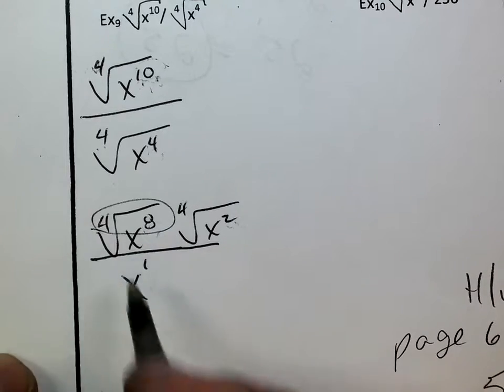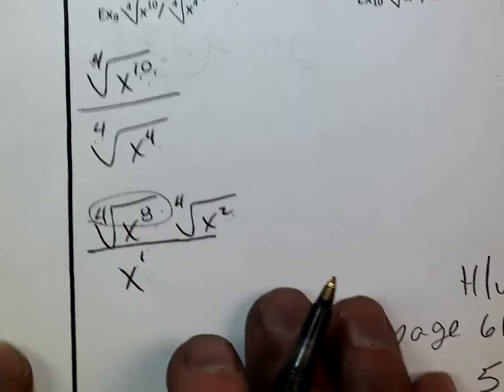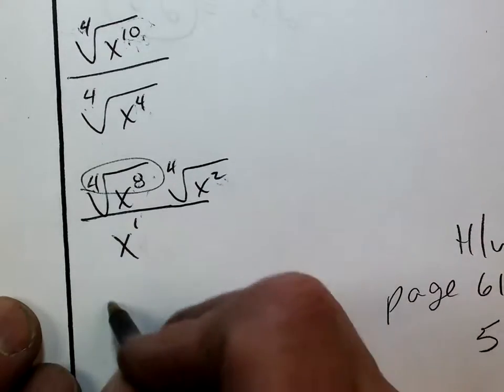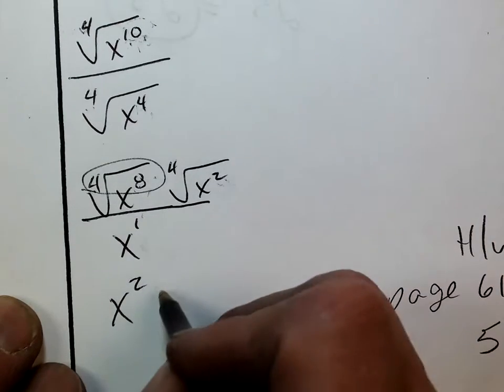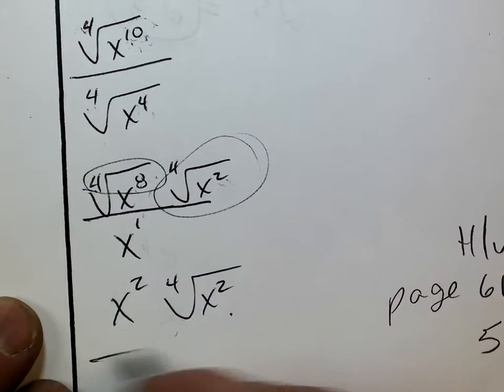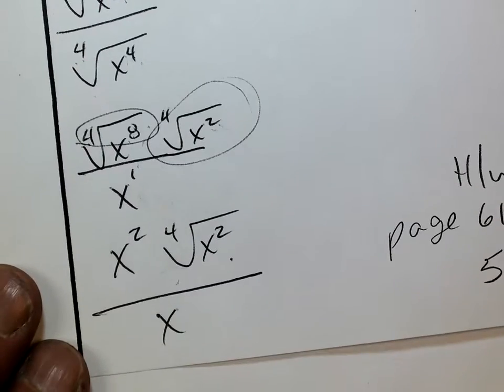Fourth root of x to the 8th is what? Yeah, x squared. Totally right. So this is going to be an x squared, and then the fourth root of x squared. Now we can't do anything with that over my x. Want to see what happens when you have some left over? You just have it left over, right?